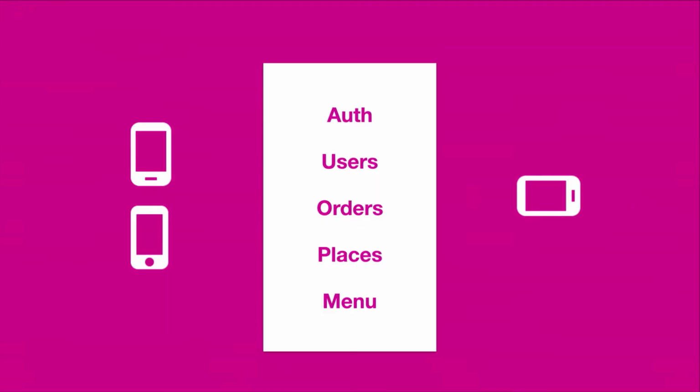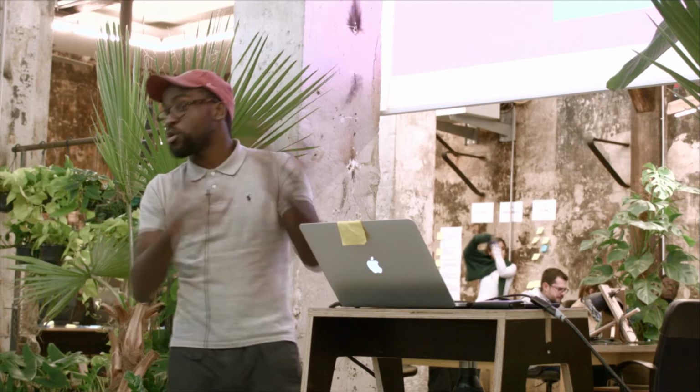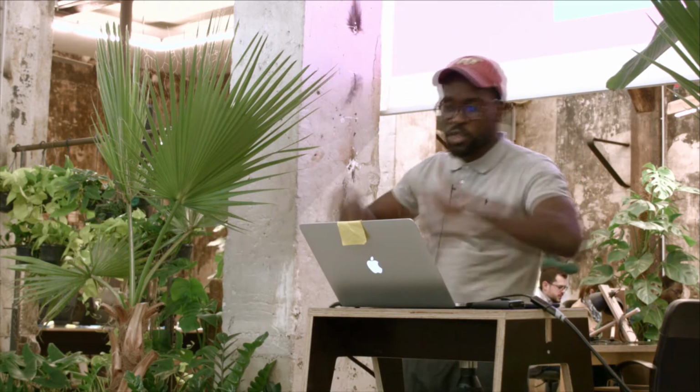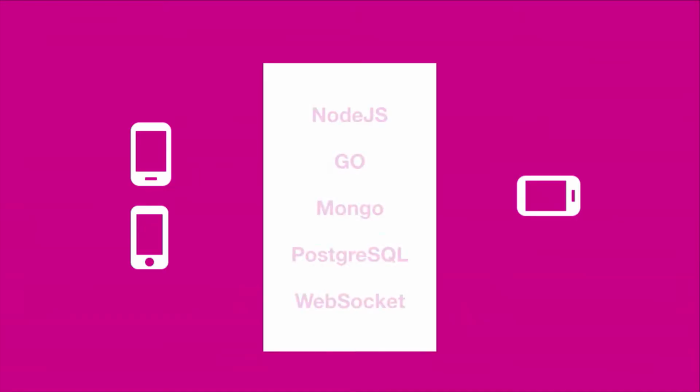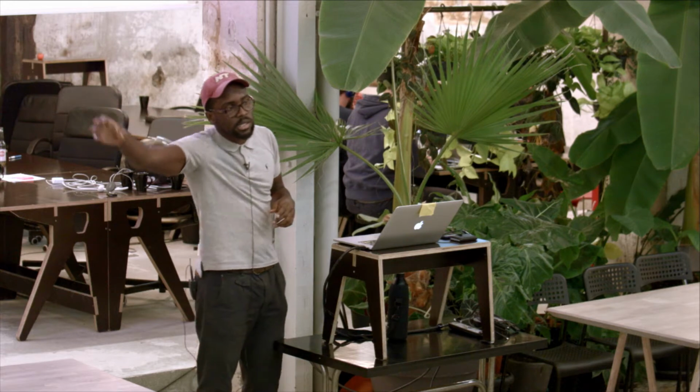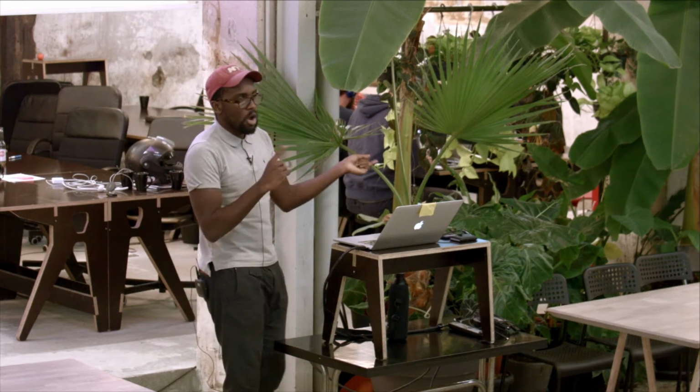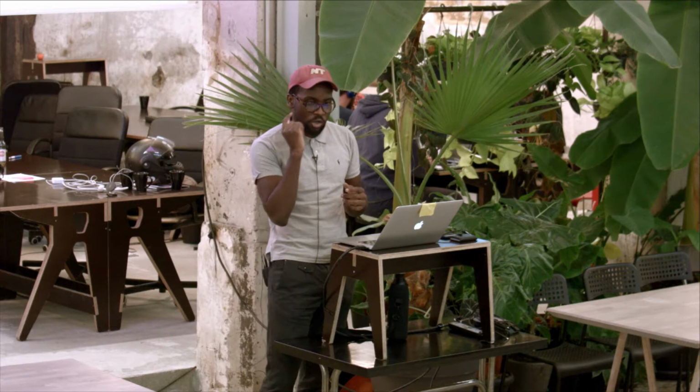Everything was built independently so that if we wanted to move one of the services into a microservice, for example, it would be very easy. We had a service for authentication, of course, users, orders, places, menu, many other services. All those services were built using different technologies. We had Node.js, we had Go, we had the menus in the Mongo database, we had the places in the PostgreSQL database, we had some real-time transport with WebSocket so that the order could come to the iPad in real time in the kitchen.